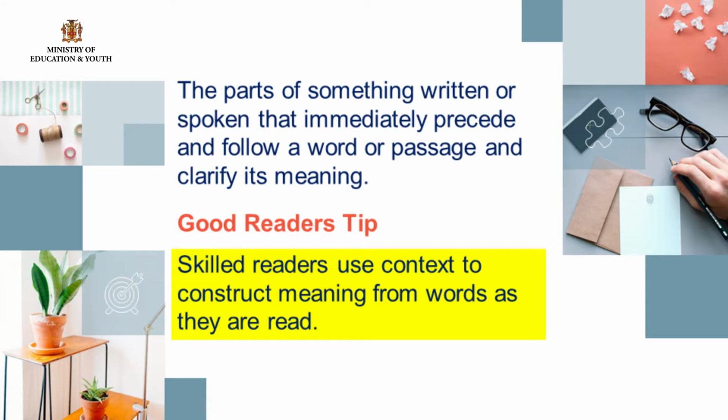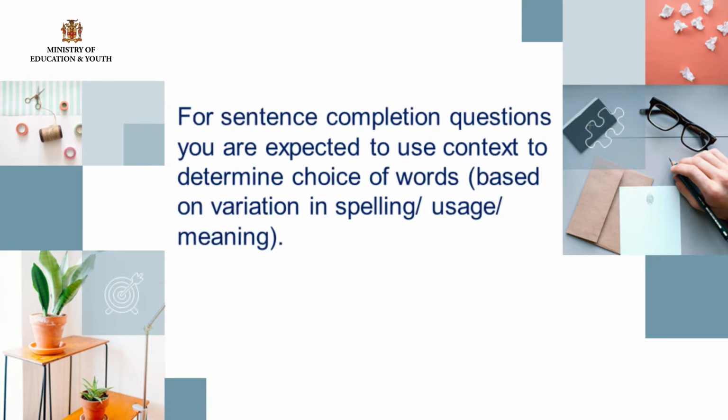Now, here is our good reader tip. A good reader, or a skilled reader, uses context clues or context to construct meaning from words as they read. For sentence completion questions, you are expected to use context to determine the choice of words based on variation in spelling, usage, and meaning. In other words, you have to look at the context of the sentence or the text to determine which word best completes that sentence or text.